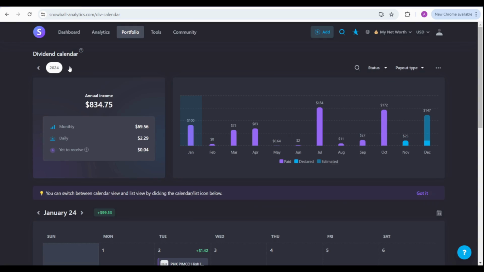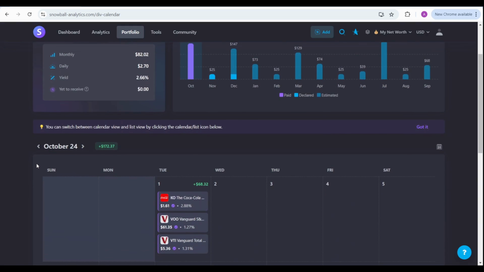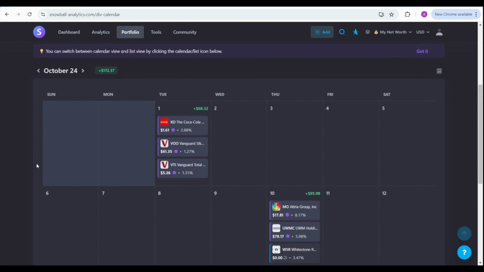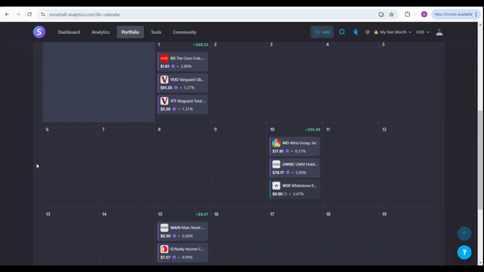So you can look at a ton of different statistics here, but if you take a look at the 1 year ahead, it really gives you the option to look and see and be very specific about what income you're getting and when you're getting it. So if you are planning on living off of dividends, this will give you a really good outlook of when you're having income hit your accounts.